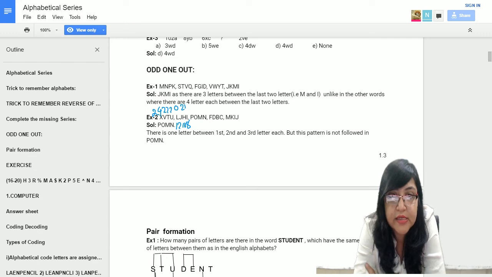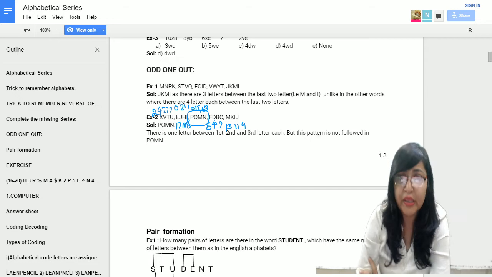Next move on to this. Next 16, 15 and 13. So this is not matching. Okay, let's move on to the next term. F is 6, 4, 2. So this is matching as well. Next we have over here 13, 11, 9. So you see for the first 3 letters what we have is -2 on the first 3 letters of each term. But in POMN the pattern does not follow. So who is the odd one out? Odd one out is POMN.